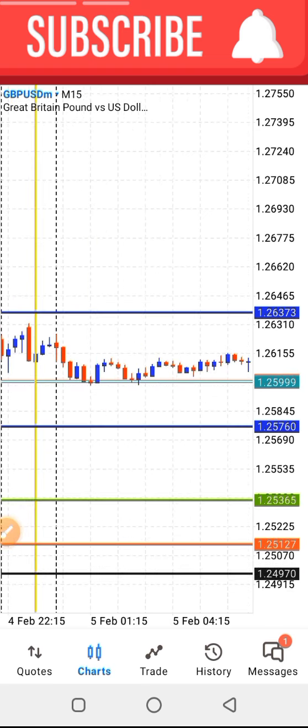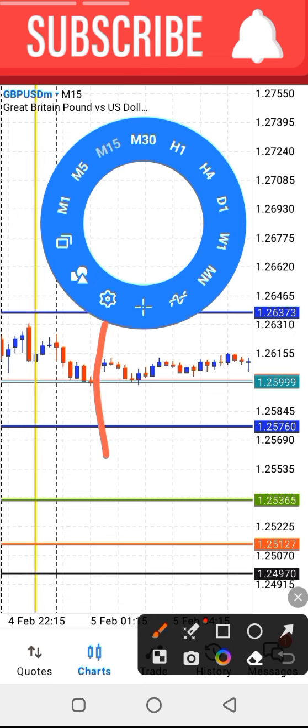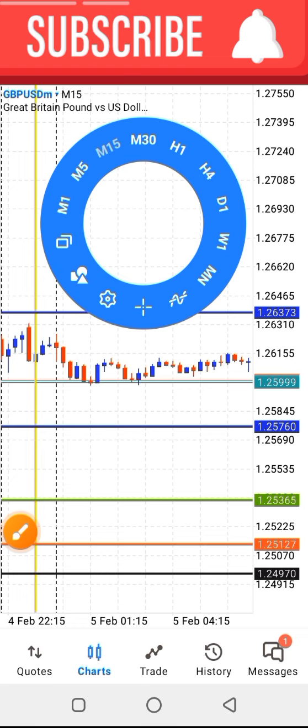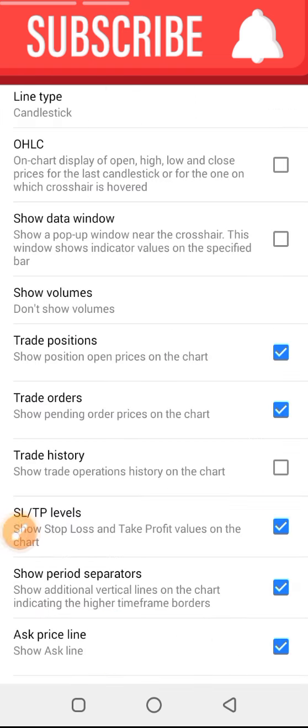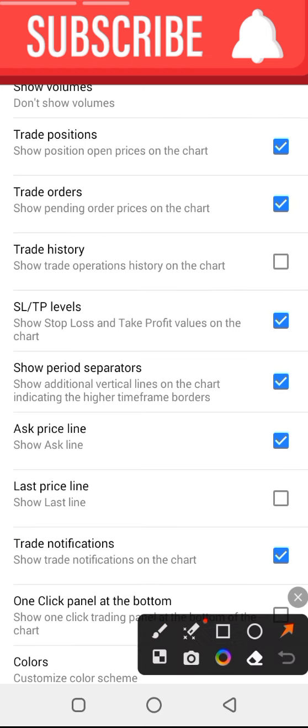Without further ado, the very first thing you need is to put up what I call the period separator. To do that, come to this point. You can see this settings icon. You have to click on it. I'm currently on MT5 for those that don't know. So you click on it, you scroll down, and here is the period separators. You can see it right here, show period separators. You just have to click on it so that it will tick it for you.